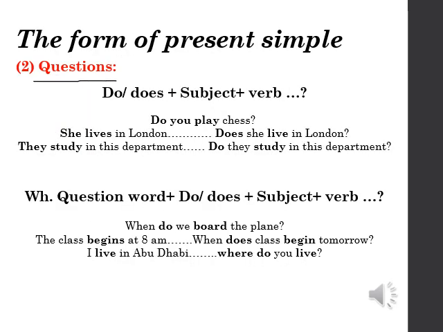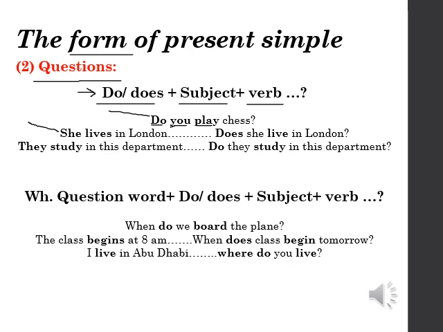And now let's look at the form of questions. ما هو شكل الأسئلة? In yes/no questions, the rule says we have to put do or does, then the subject, then the verb. أسئلة yes/no question, this is the rule of it. Do you play chess? Do, subject you, play is the verb.